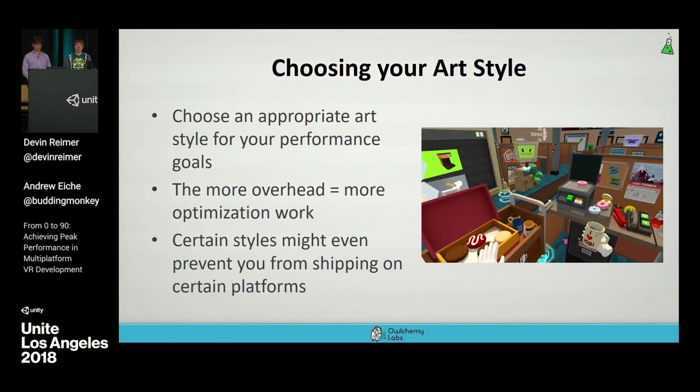So there's a lot of factors that go into how performant your game is going to be. One is art style. It's very important that when you're choosing an art style, you also make sure that you're choosing an art style that meets your performance goals. The more performance overhead your art style has on your game means the more performance work you're going to have to do. And certain art styles might even prevent you from shipping on certain lower spec platforms.